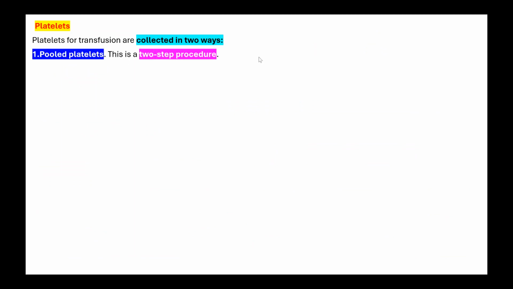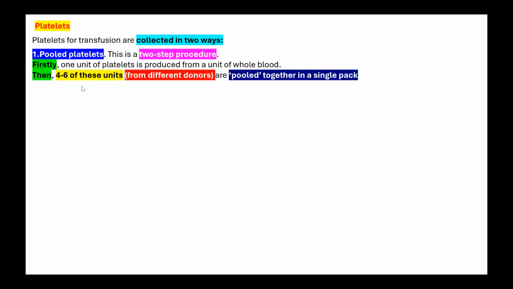This is a two-step procedure. First, you collect 1 unit of platelets produced from one whole blood. So you take the blood from a donor, which will be about 500 ml, and then centrifuge it, and you get the plasma, which is rich in platelets. Then again centrifuge it. Then you get the platelets separately and platelet-poor plasma separately. So that platelet can be used. This is the first one.